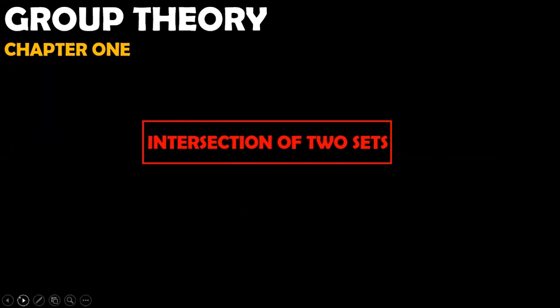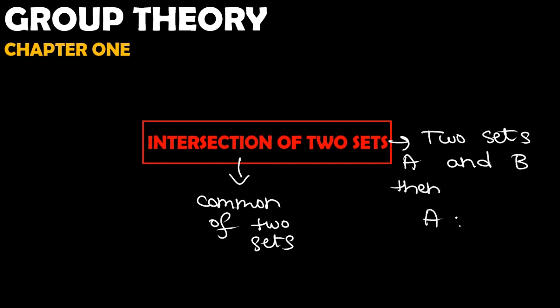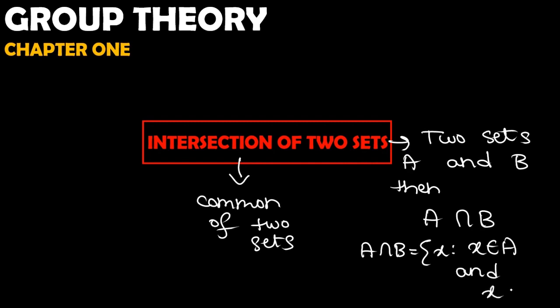Our next topic is the intersection of two sets. Intersection means common part of two sets. Simply, a definition of it: two sets A and B, then their intersection will be A intersection B, right? It is clear that the intersection of the two sets is a subset of both the sets, right? In the set builder notation, it will be written as A intersection B is X such that X belongs to A and X belongs to B.